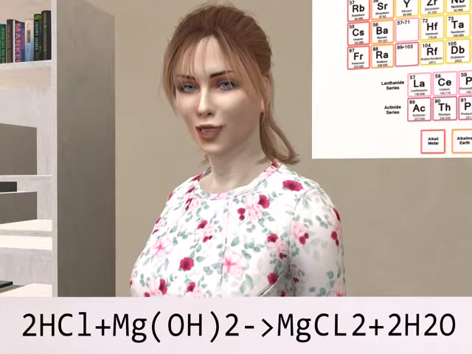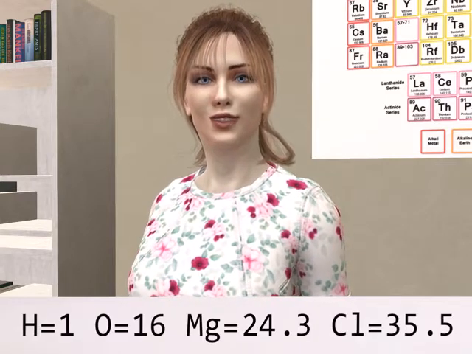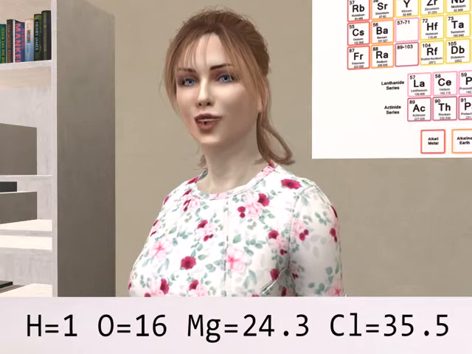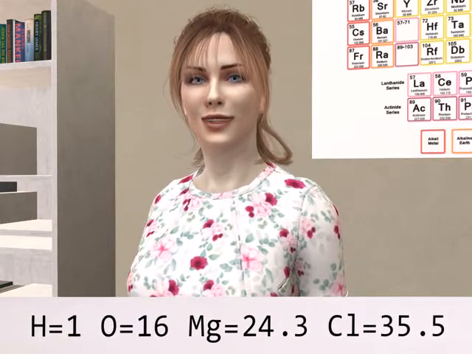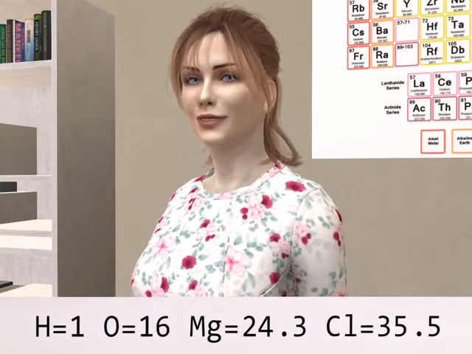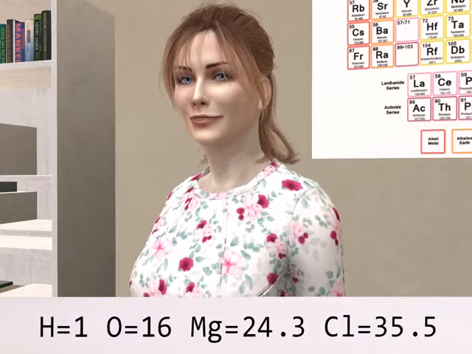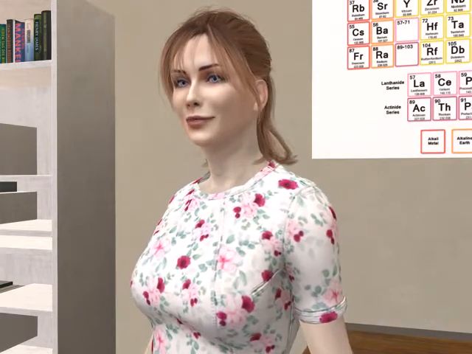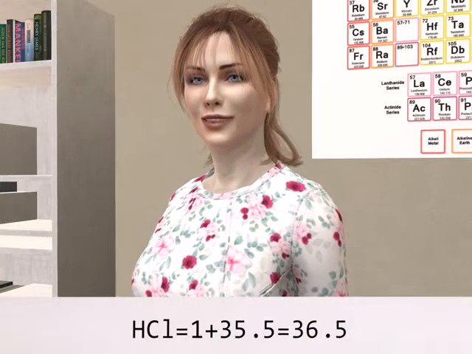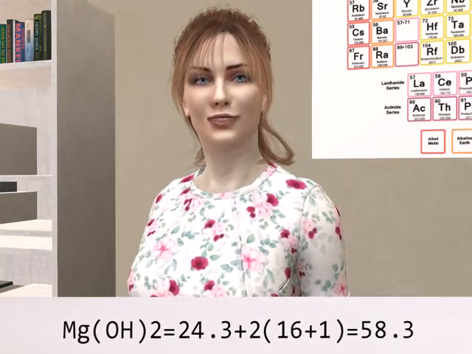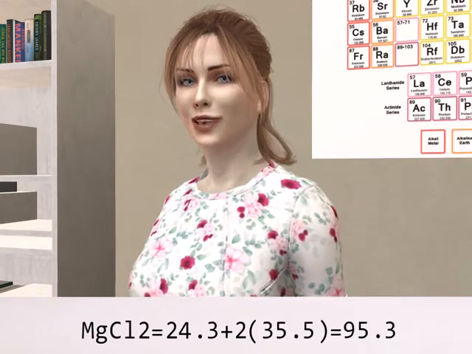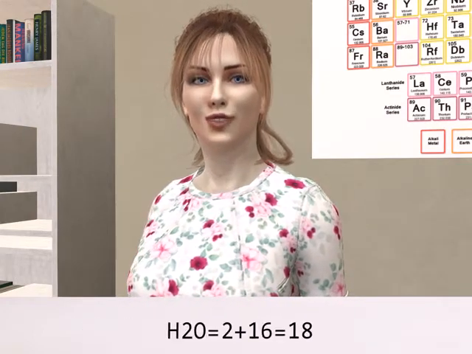This reaction involves only 4 atoms or elements, namely hydrogen, oxygen, magnesium, and chlorine. The atomic weights of these atoms are 1, 16, 24.3, and 35.5 respectively. These atoms are the building blocks for the reactants and products. We can determine the molecular weights of the reactants and products by adding together the atomic weights of their component atoms. The resulting molecular weights are 36.5 for HCl, 58.3 for MgOH2, 95.3 for MgCl2, and 18 for H2O.